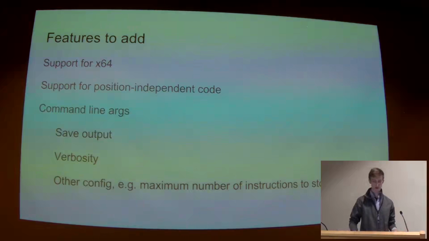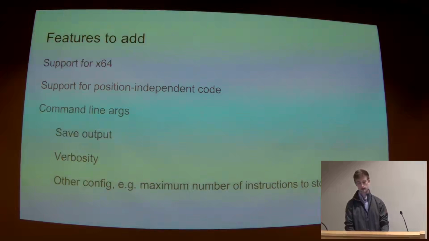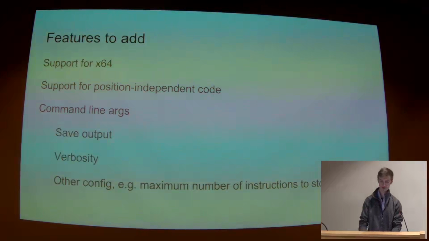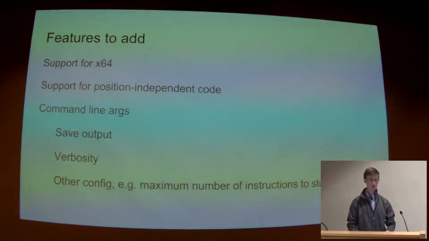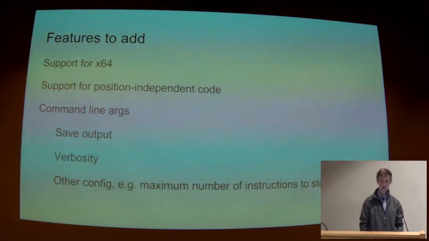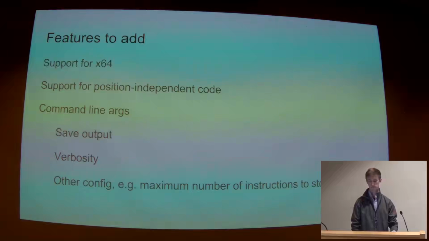Right now it only does 32-bit, so not super useful for the real world until I get that in there. Also support for position-independent code. That's going to be a good one to add for looking at modern games, modern applications. And then just some fancy command line arguments. Like I want you to be able to save your output to a file, configure verbosity, do other configuration values like maybe the maximum number of instructions to store at a time.